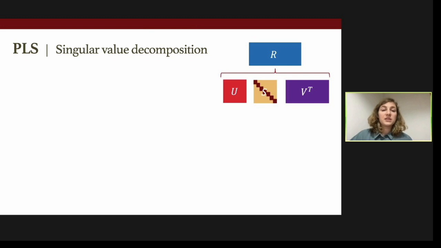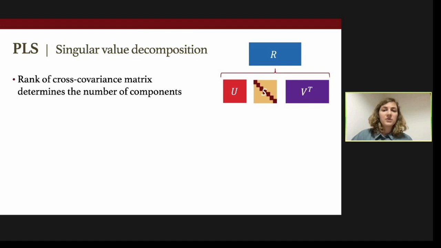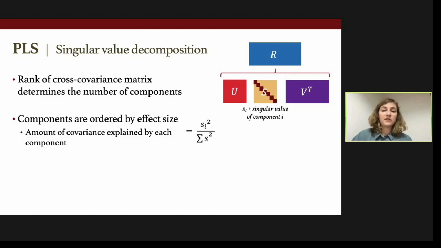Singular value decomposition is central to PLS, and it determines a few things about the components that we find. First, the rank of the covariance matrix R determines the number of components. That will be the smallest dimension between the number of subjects, behaviors, and connections. The components are ordered by effect size or magnitude, which is expressed by the singular values in matrix S. And the amount of covariance explained by each component is the ratio of the square of the singular value of a particular component to the sum of all squared singular values in this matrix S.